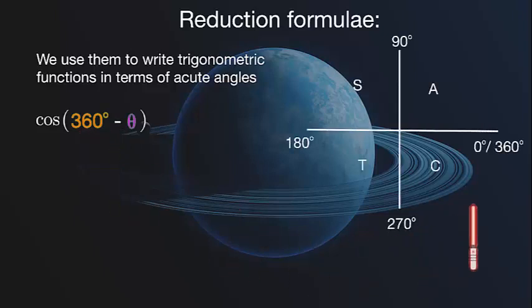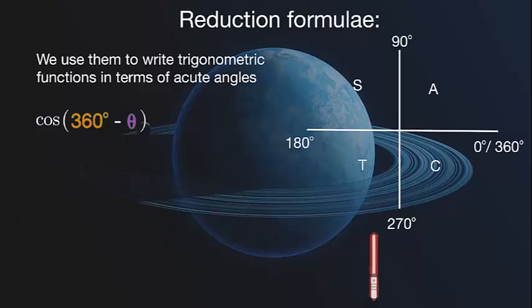Now, if we have a look, 0 degrees, 360 degrees, 90 degrees, 180 degrees, and 270 degrees are our critical points on the Cartesian plane. So when one of these angles is one of those critical points, well, then we can just apply reduction formula and write this in terms of the acute angle. Now let's see how we will do this.